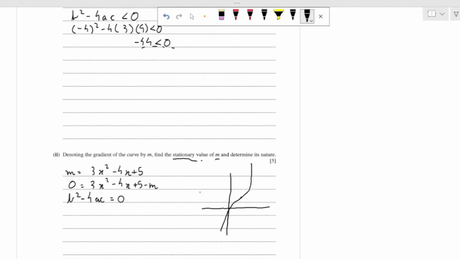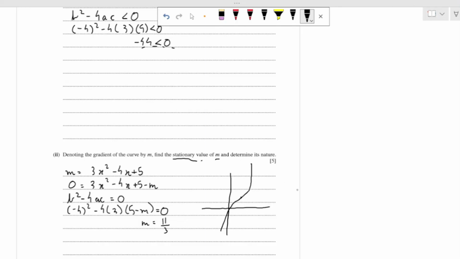Why? Because we need to find the minimum value of m. If we would have been asked to find the range of m, then we would have stated that b squared minus 4ac is greater than or equal to 0. But we need to find a minimum value of m. And therefore, we're going to equate it equal to 0. We can again put in the values: (minus 4) squared minus 4 times 3 times (5 minus m) in this case, equal to 0. And now when we solve for m, we will get 11 by 3.